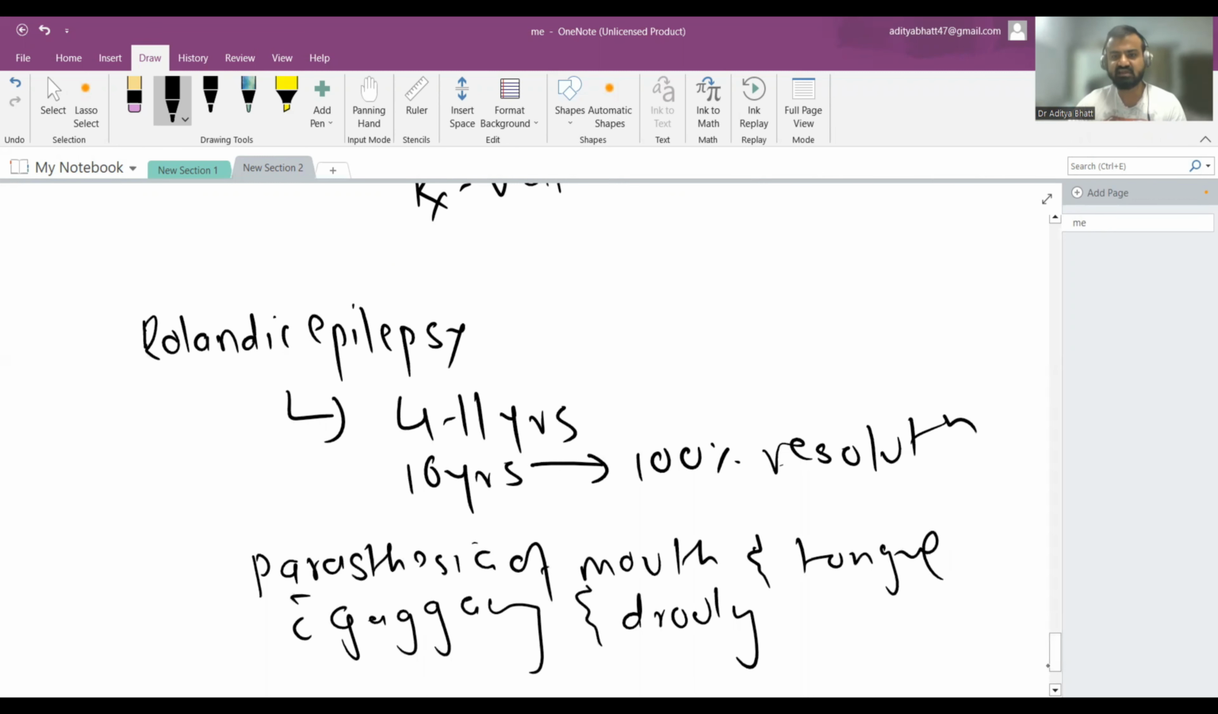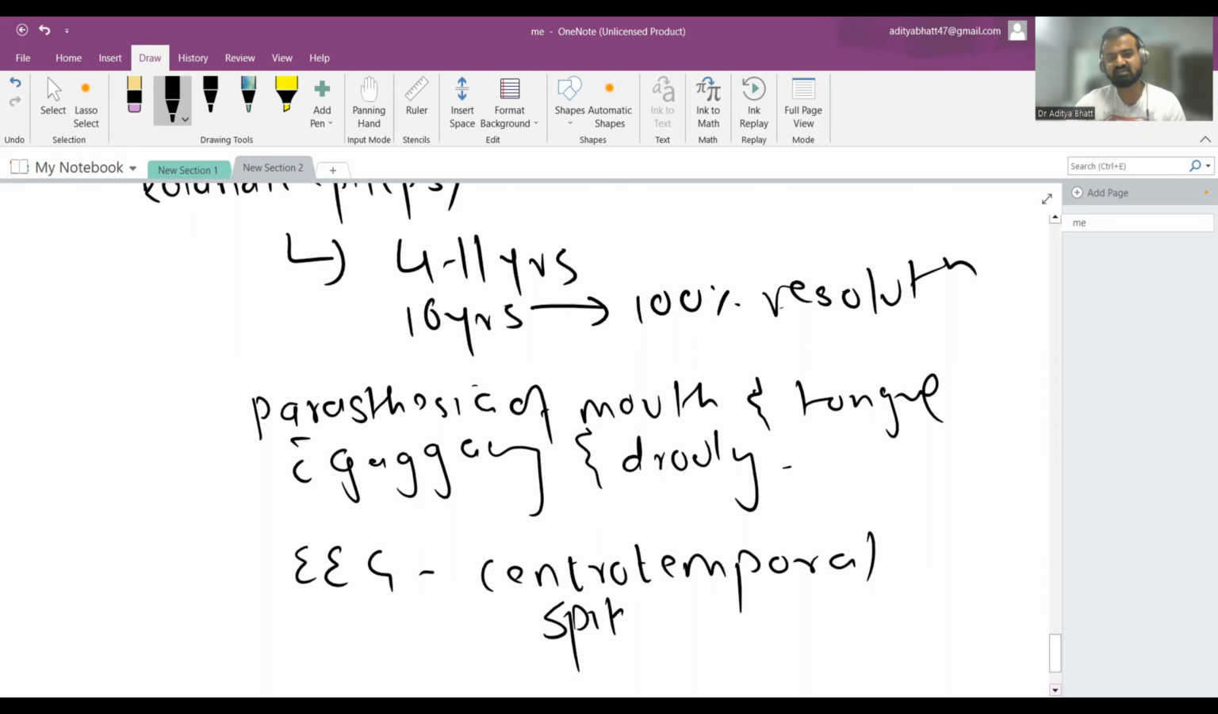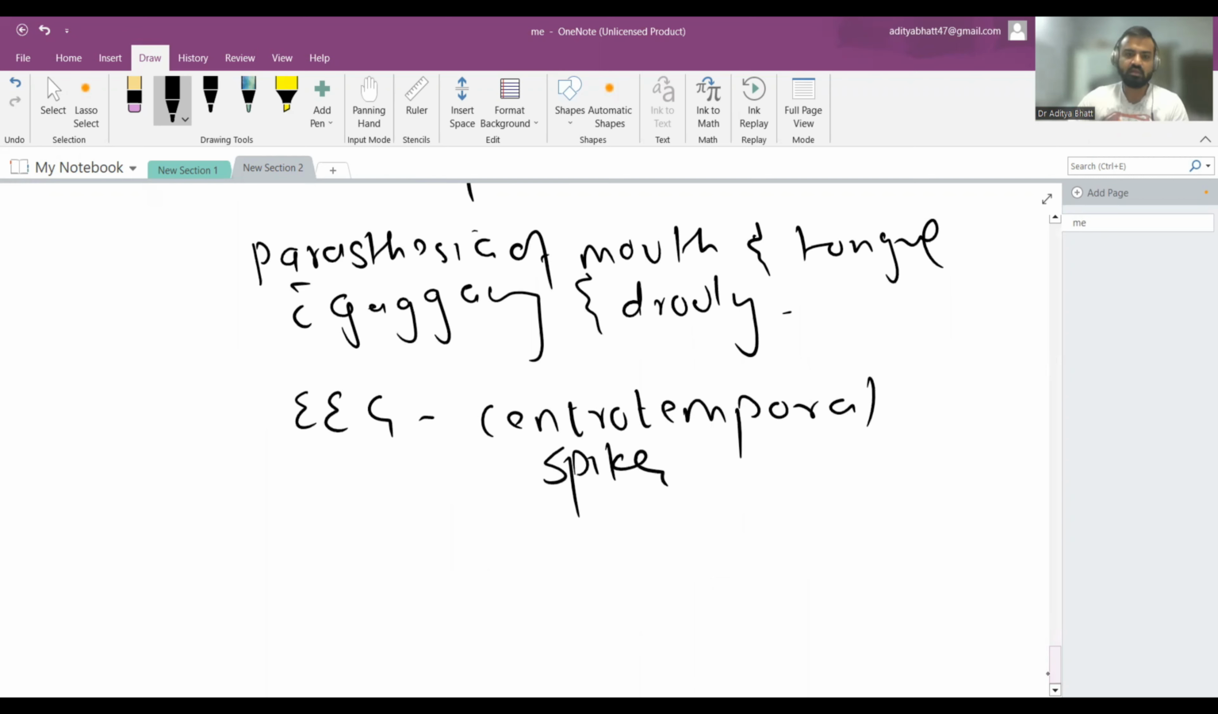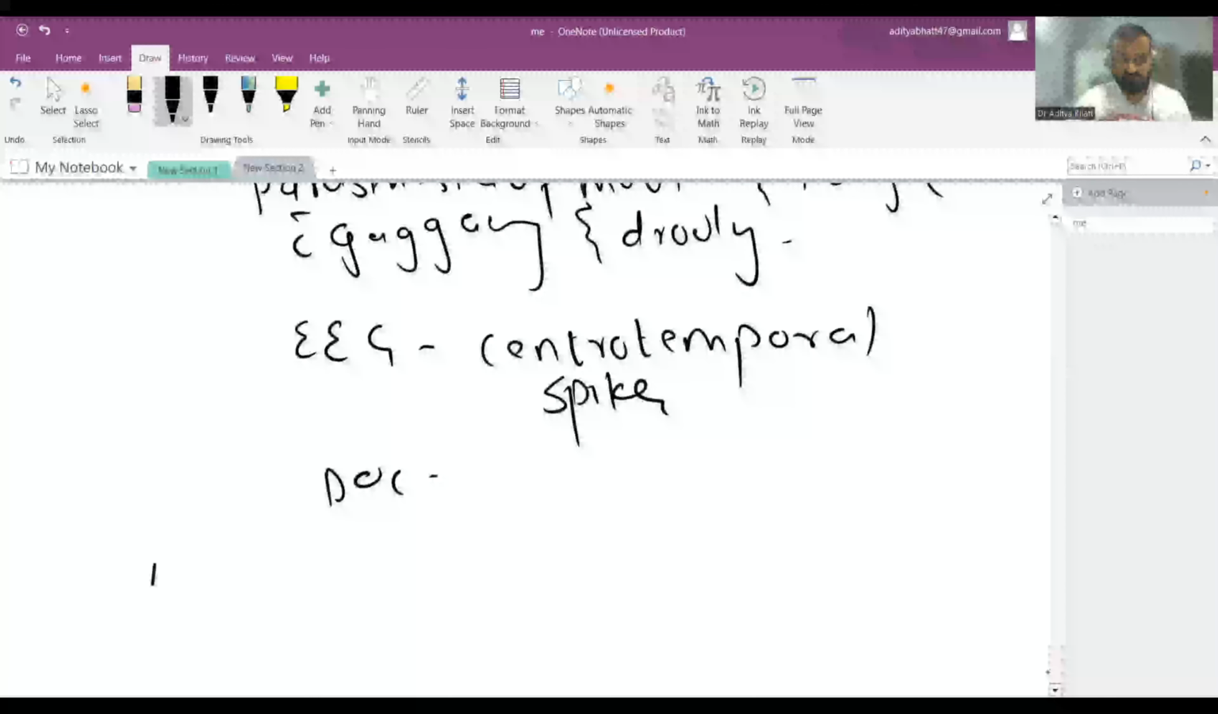So this feature is there, and if you do an EEG, you have centrotemporal spikes. If you have centrotemporal spikes, this has the best prognosis, and it is benign Rolandic epilepsy. The drug of choice preferred here is carbamazepine or valproate.